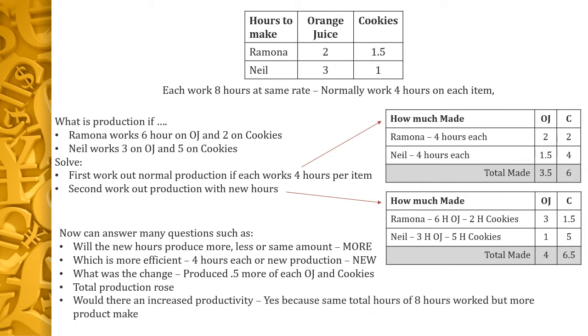Would there be an increased productivity? Yes, because the argument is that we're working the same 8 hours, but we're making more product. So these numbers up here were for the original 8 hours when we split our time in half. These numbers down here are for 8 hours also, but now we're specializing. Now we're saying we're only going to do this for so much time and do this for so much time. And as we do that, that's going to help us increase.